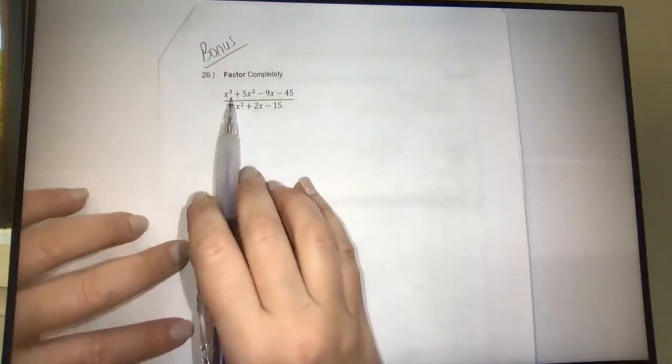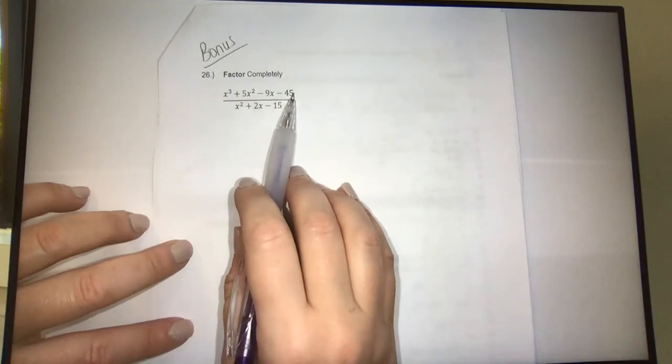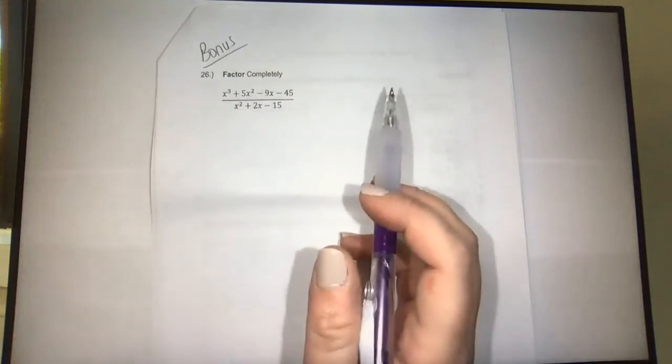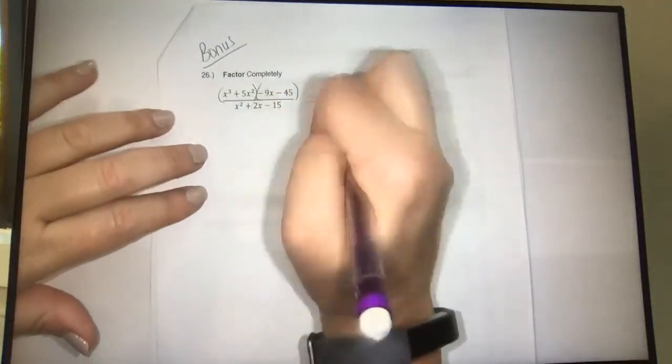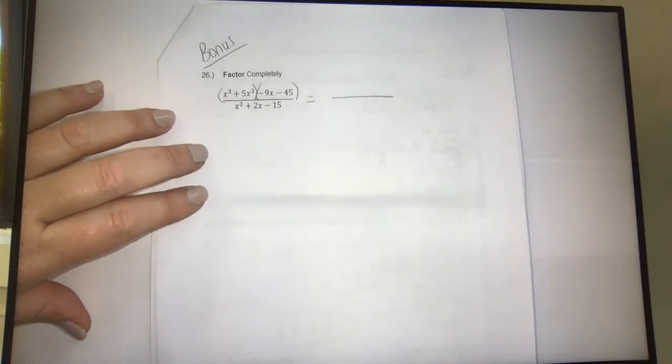In the top, do I have a GCF for all 4 terms? No. How do I factor a 4-term? Grouping. That's your only option. When you see 4 terms, you should be thinking grouping. Perfect. Here we go. I'm going to group in the top. I'm going to leave the bottom alone for a few minutes and we'll come back and deal with it in a minute.